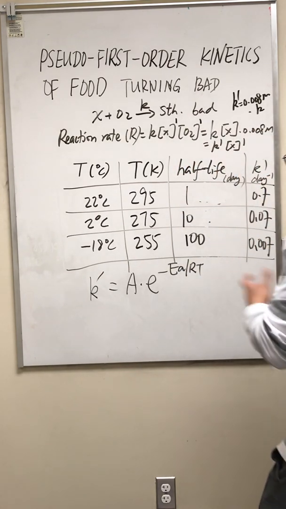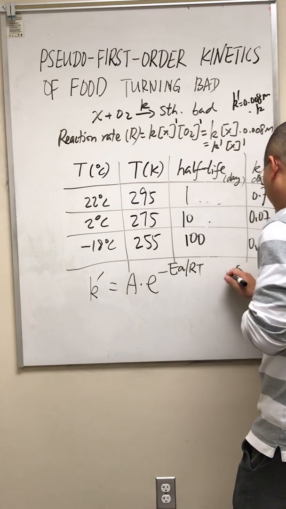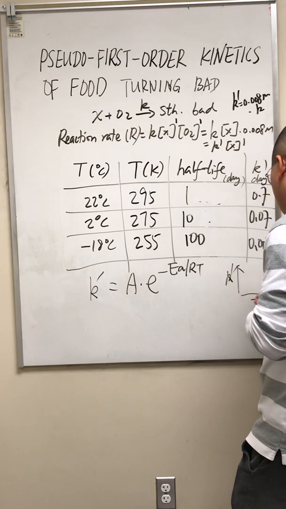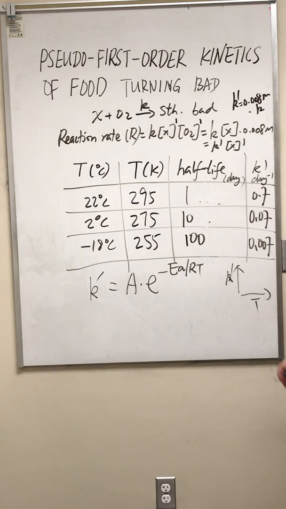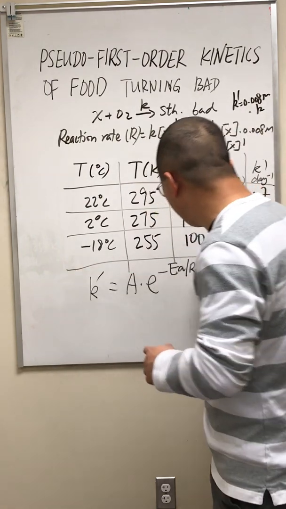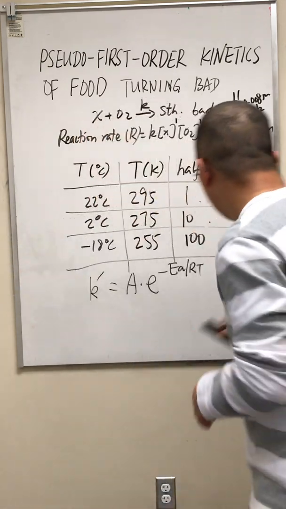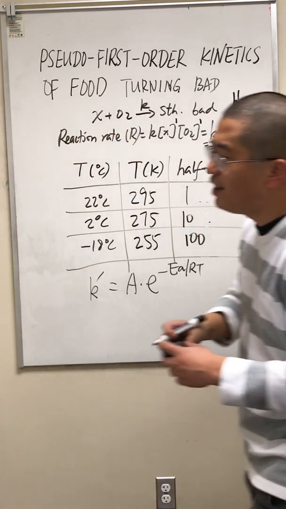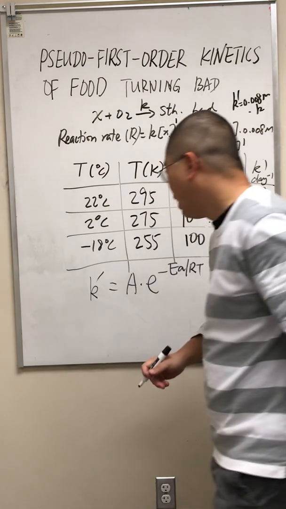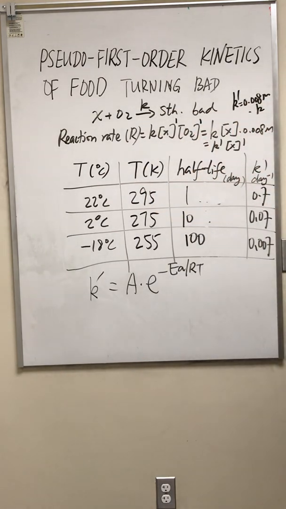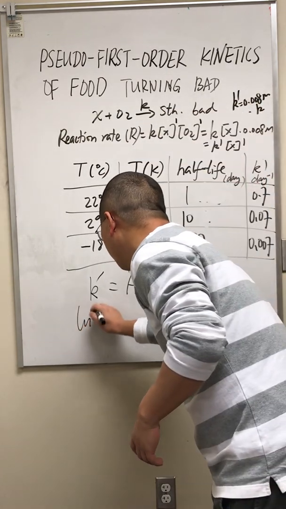Do not just plot k prime over T. You cannot tell anything from the graph. It's just a bit too complicated. So we like linear relationships. Anything nonlinear, we convert it to linear. So we take the logarithm of k prime.